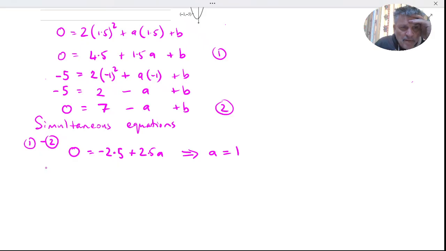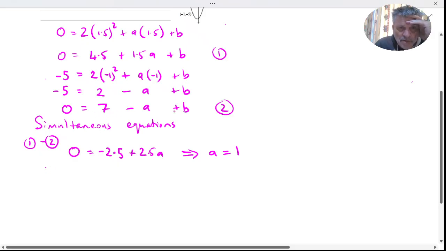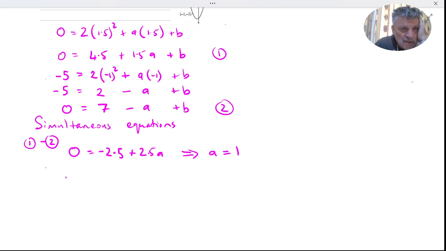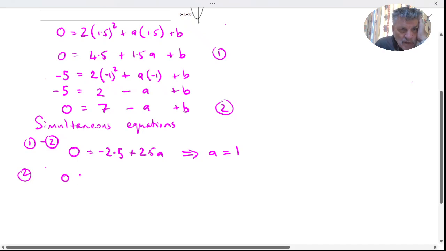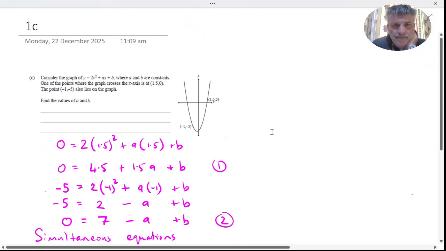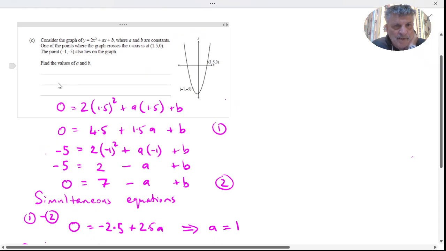And then to find b, we just have to substitute in one of these equations. So this one's got no decimal, so I'll use that. So in equation 2, we get minus 7 minus 1 plus b has to be 0. That's minus 6 plus b has to be 0, so b will be 6. And we've found a and b.